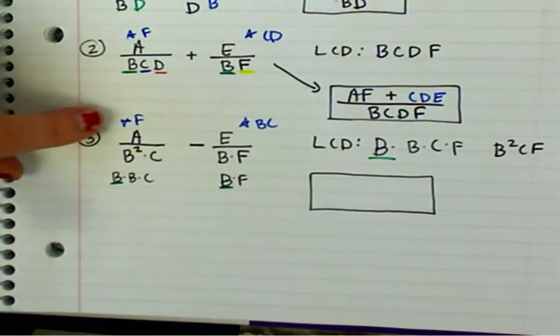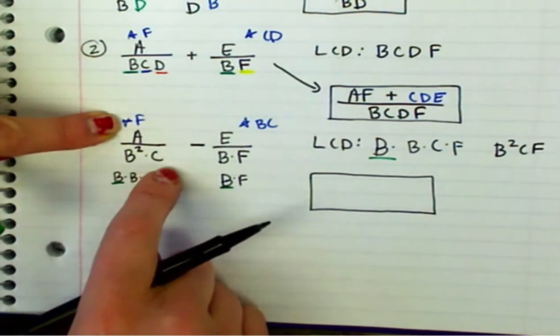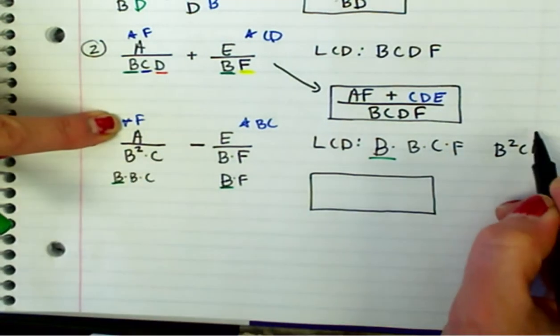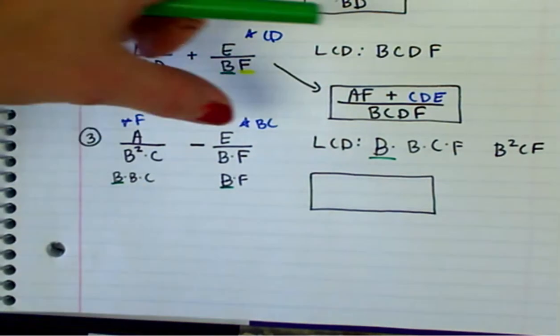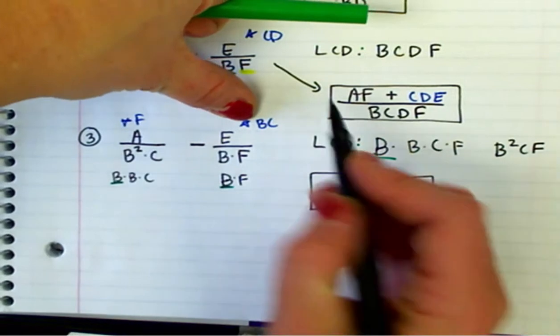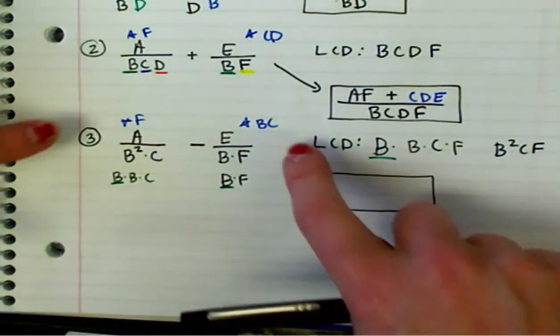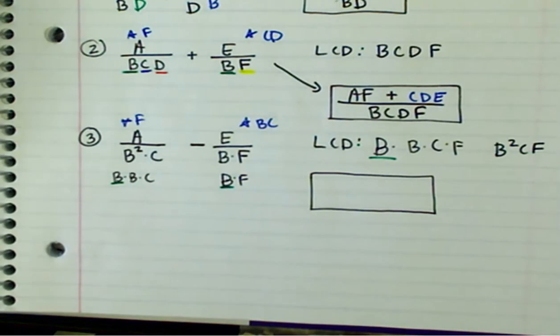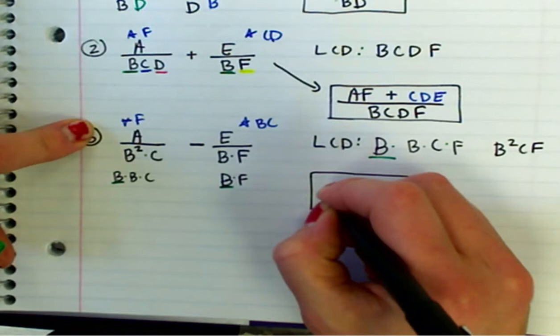Look at what happens when I multiply the F. I get B squared CF. Oh, yeah, you're supposed to get the common denominator. What happens when I multiply the BC over here? B squared CF. They should multiply to the same quantity when you figure out what was missing, or when you swap the factors that were different.